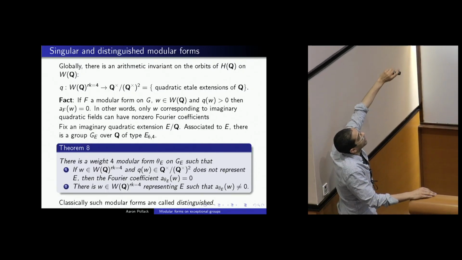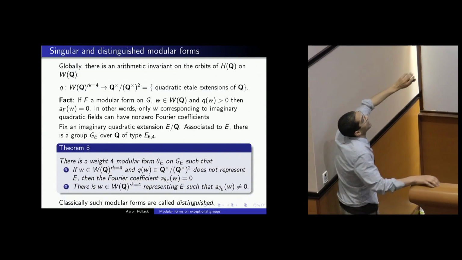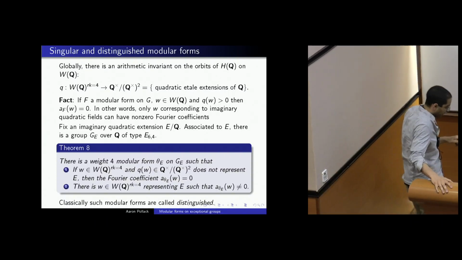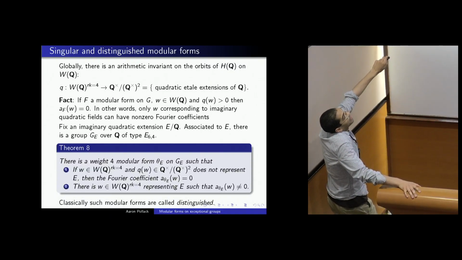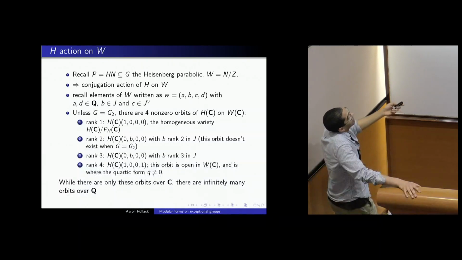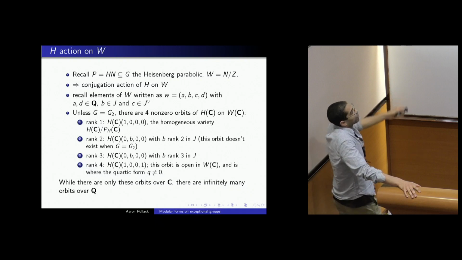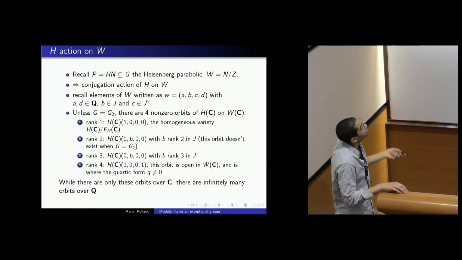Okay, so like I said, H acts on W, and there's a quartic form, which is preserved by the conjugation action of H up to the square of the similitude. And the rank 4 things here are precisely where that quartic form is non-zero. Those are the non-degenerate orbits.